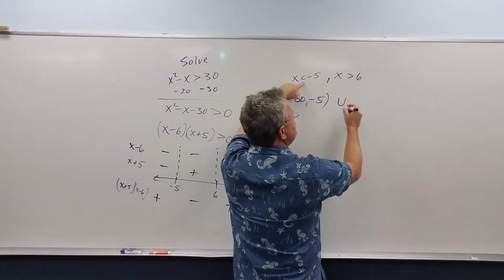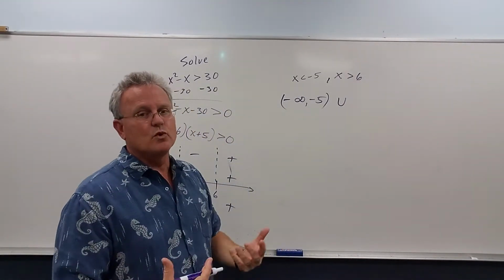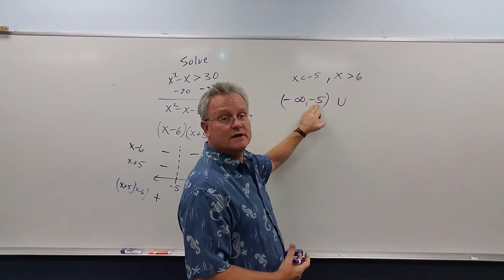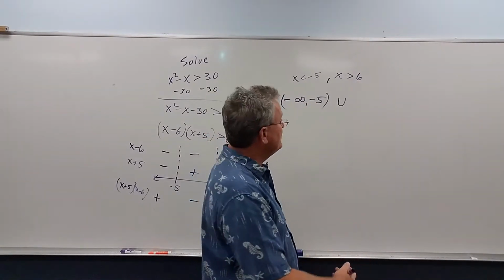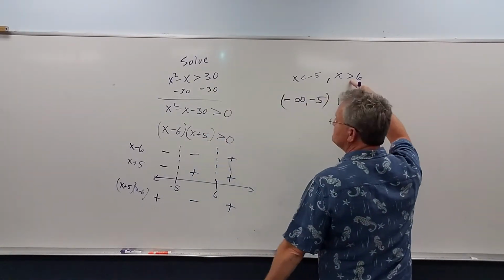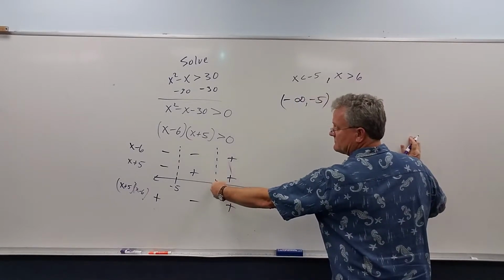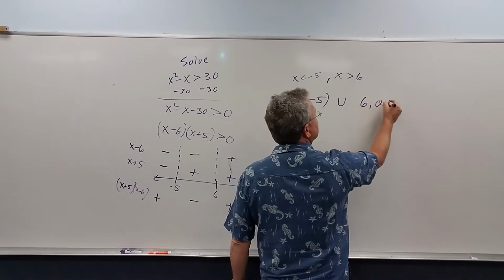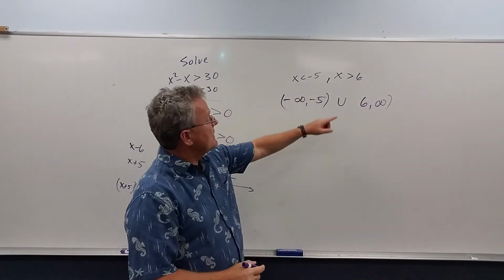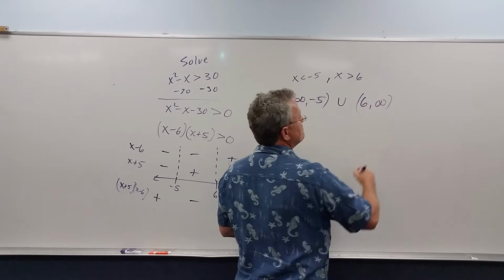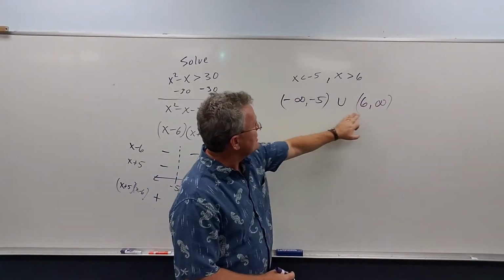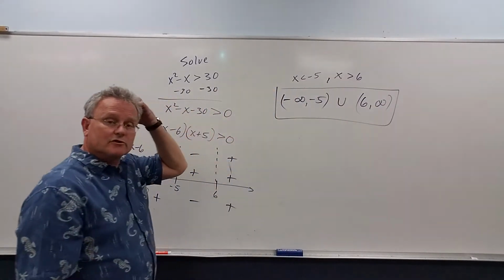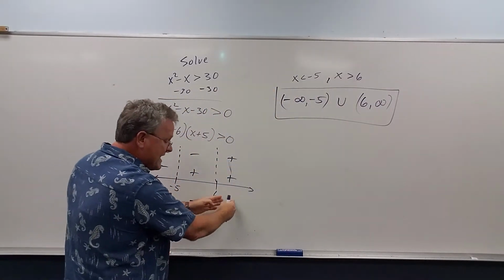Then we use this union symbol, but think of the word or. So it's all the numbers from negative infinity to negative 5, or we could use all the numbers bigger than 6, which are all the numbers from 6 to infinity. Again, there's no equal here, so we use a parenthesis. So this is our answer right here if we were to write our answer in interval notation. This is where it's positive.